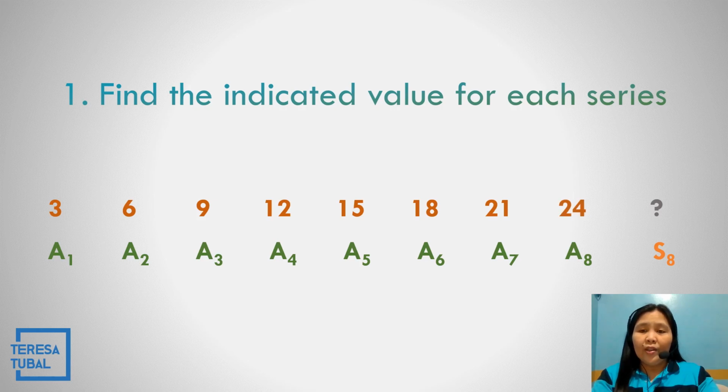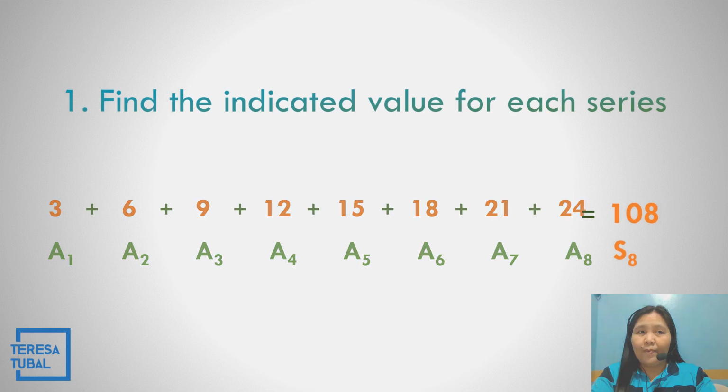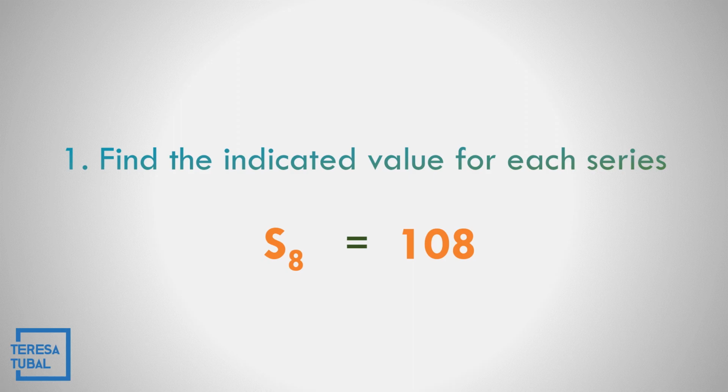If we total all in all, 3 plus 6 is equal to 9. 9 plus 9 is equal to 18. 18 plus 12 is equal to 30. 30 plus 15 is equal to 45. 45 plus 18 is equal to 63. 63 plus 21 is equal to 84. 84 plus 24 is equal to 108. So the sum of the 8 terms of the sequence is equal to 108.